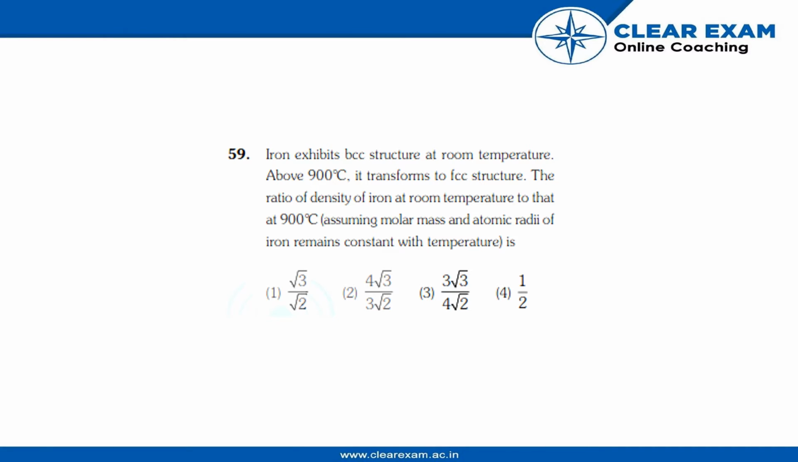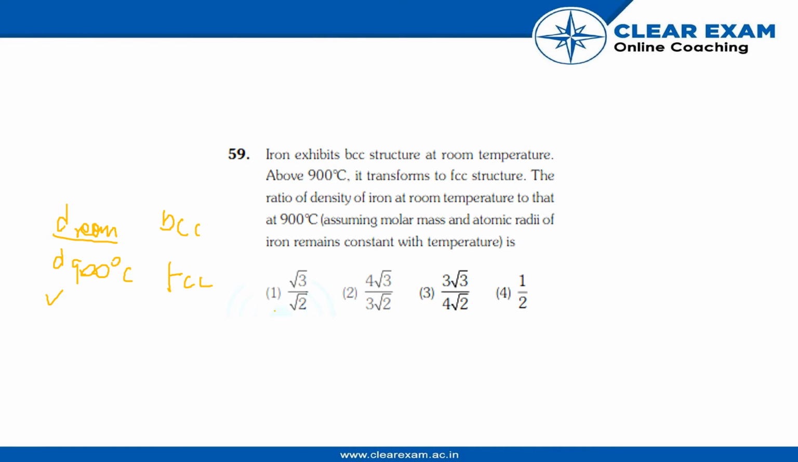So we have to be clear that they have asked the ratio of density, D upon D, where in the numerator we have at room temperature, and below we have 900 degrees Celsius. Here it remains BCC, here it goes to FCC. So it is clear that this density would be greater as here it is FCC.